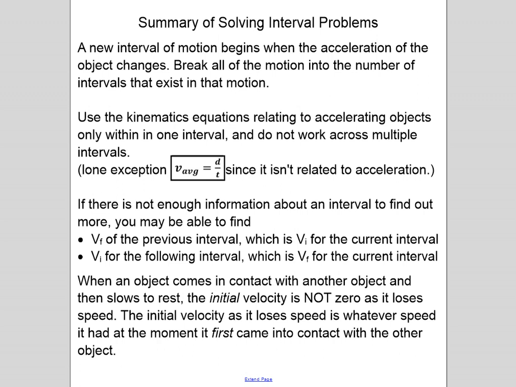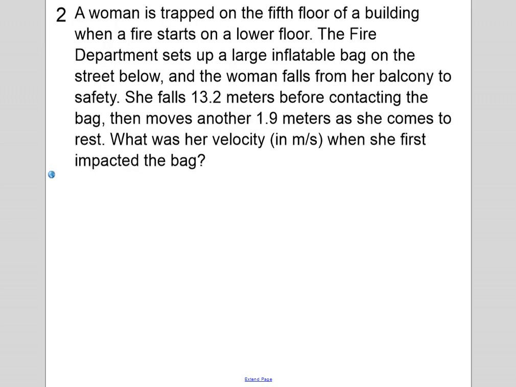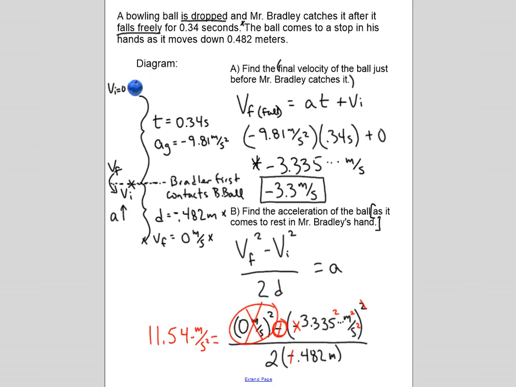Keep these tips in mind while you're solving interval problems and stay organized. A diagram helps to organize one interval from another and will help you from mixing the intervals together in your calculations. Good luck!